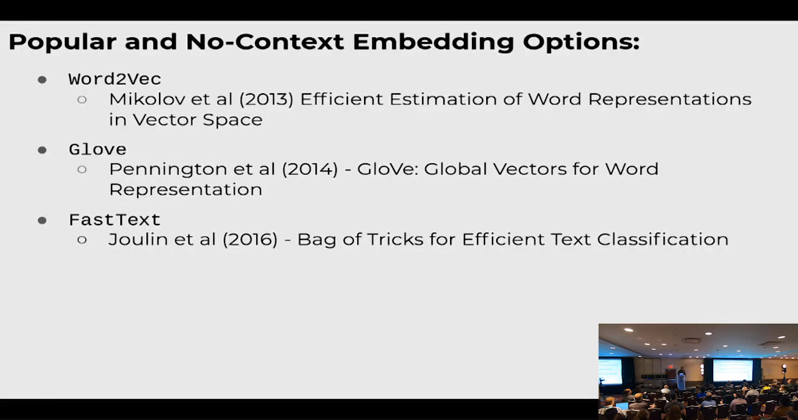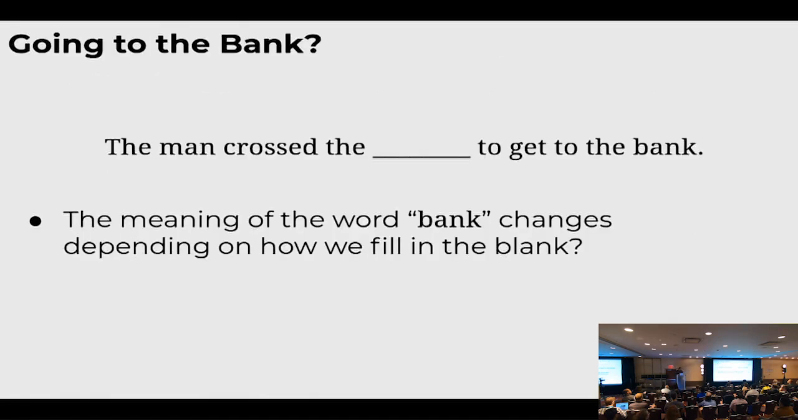So, 2 other popular no-context embedding options, and these are not all of them, just the top ones. We have the original word2vec, then GloVe, and if you came out of Stanford, you probably roll with GloVe a little bit more because that's what the Stanford people did. And then there's fastText. That does not necessarily solve all the problems, though. You might think about this sentence, where the meaning of the word bank has a lot of dependency on the rest of the words in the sentence. The man crossed the river to get to the bank is a bit different than the man crossed the street to get to the bank.